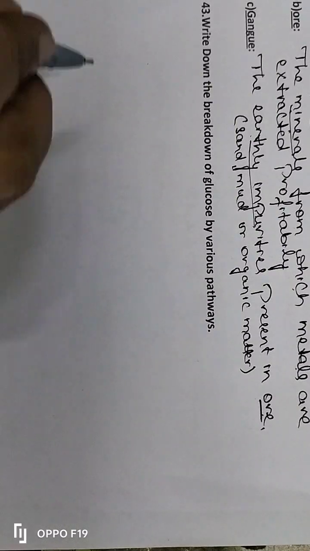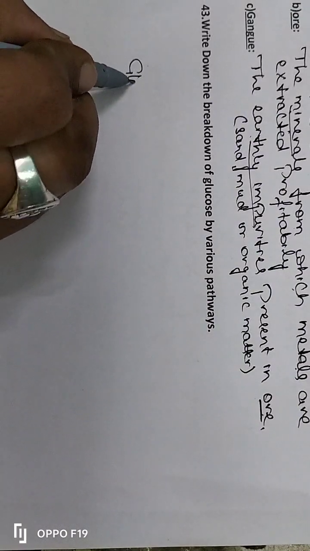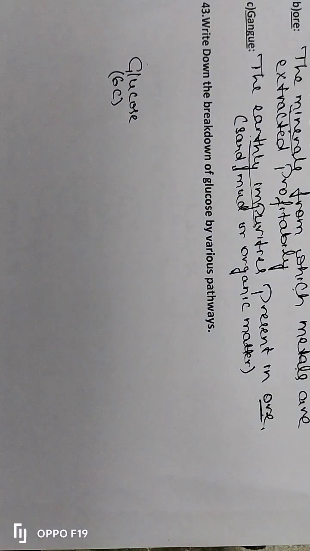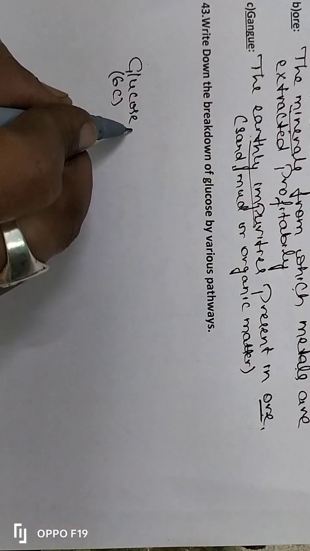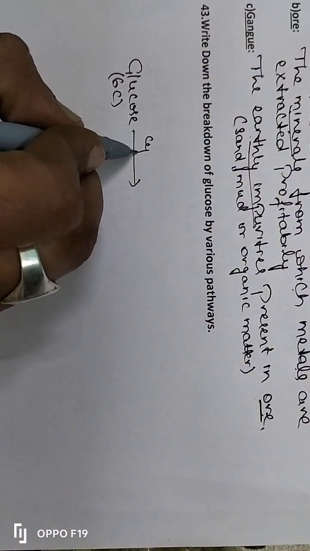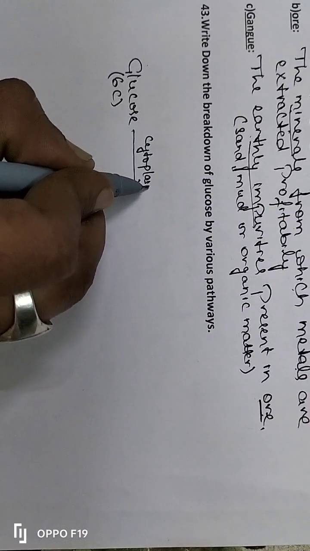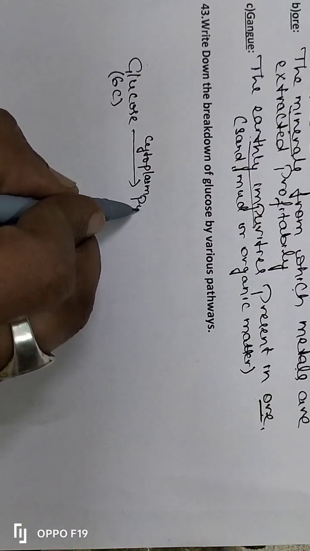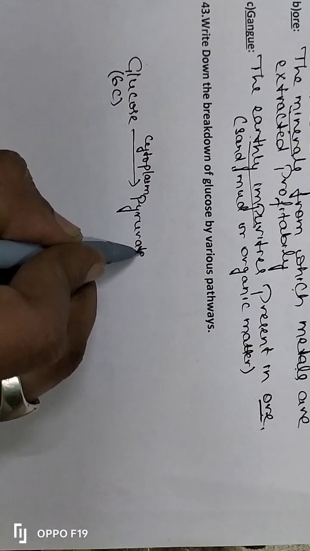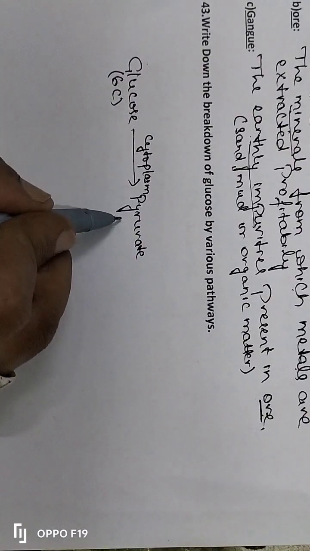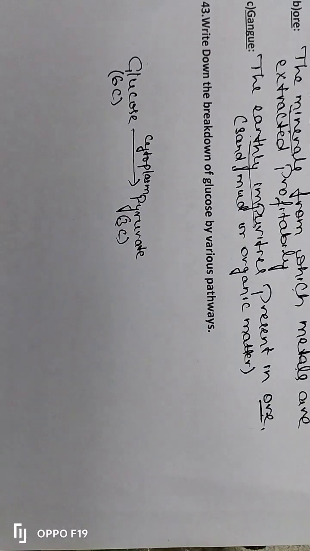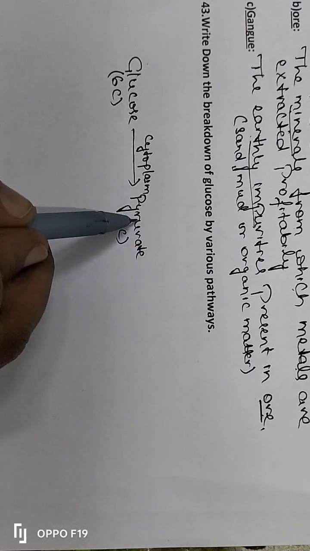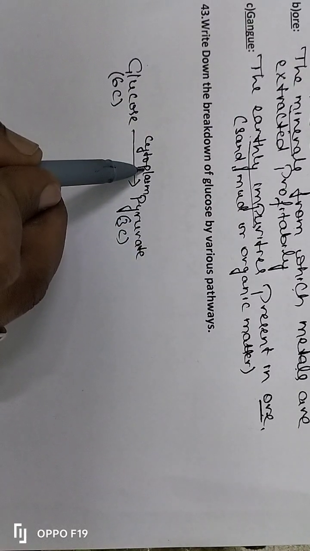At the beginning, what do we have to write? You have to write glucose, which is a 6 carbon molecule. This glucose in the cytoplasm is converted into a 3 carbon molecule, and those 3 carbon molecules are called pyruvate. Observe here, glucose is a 6 carbon molecule and pyruvate is a 3 carbon molecule, and this conversion of glucose into pyruvate happens in the cytoplasm.